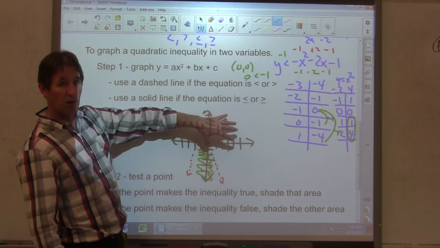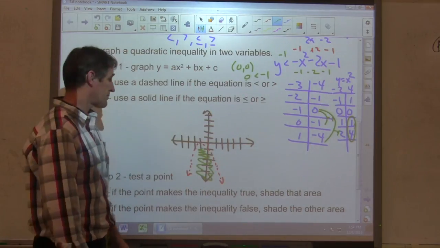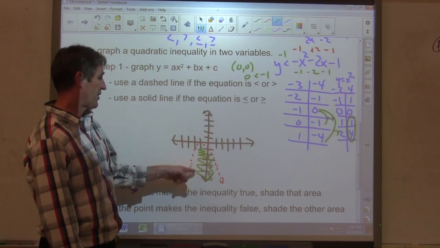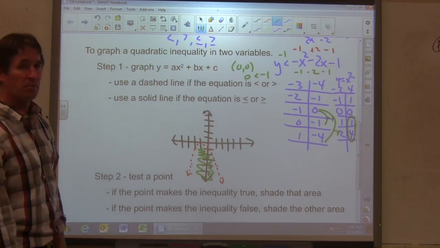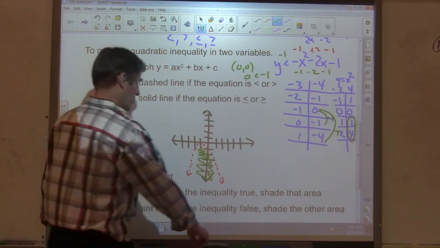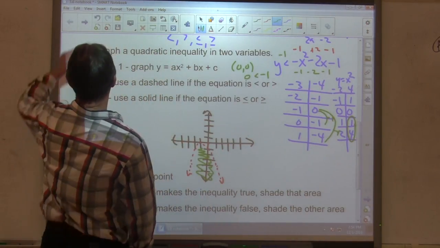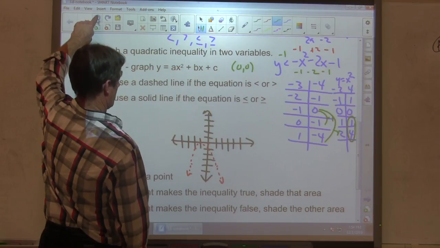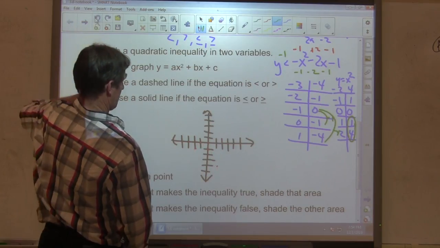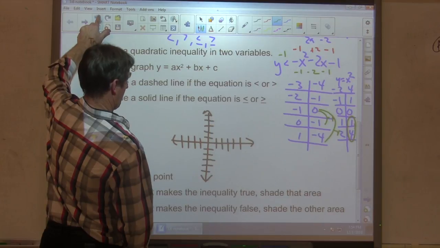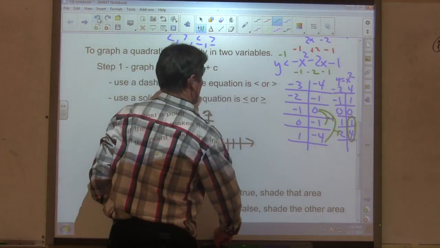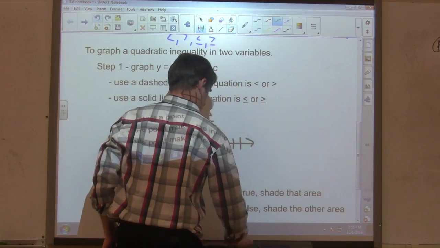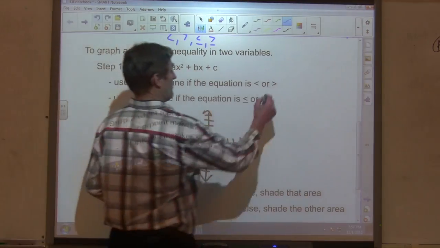If the (0, 0) worked, then I would shade on the outside. And so now we're done. Our answer is the shaded area inside of the dotted parabola. So let's take a look at another one. Go ahead and leave that graph there. All right, let's take another problem. All right, so the second problem.